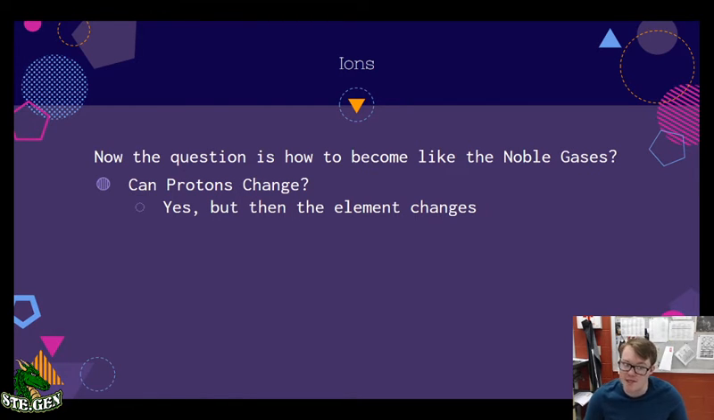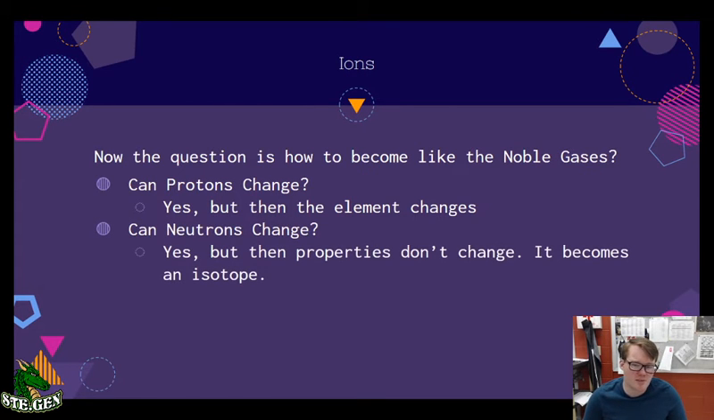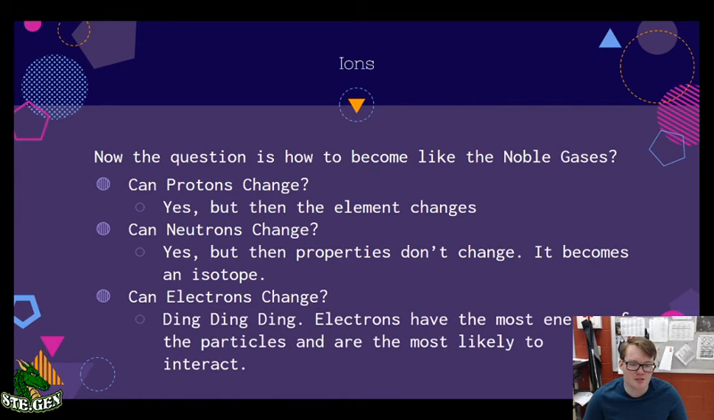It literally is neon. Can neutrons change? Well, yeah, but then the properties don't change. It just becomes an isotope. You've got like carbon-12 becoming carbon-20. That's a big change, but that's just an isotope. It's still carbon. Can the electrons change? There we go. We've got our answer.